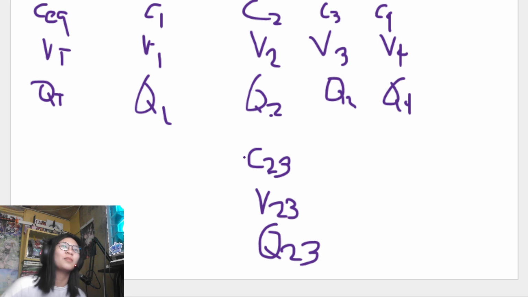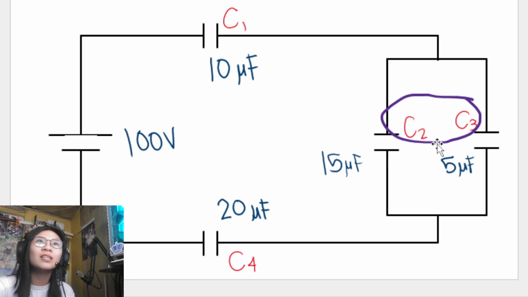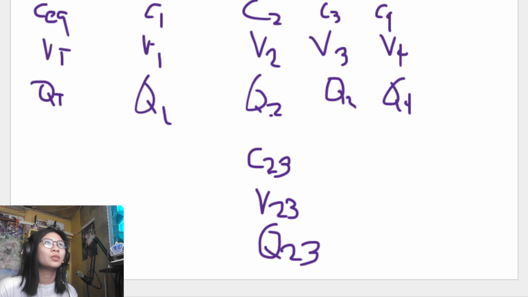Okay, the combination is actually very nice. First, let us look at what we can combine. Here we can combine C2 and C3, and they are in parallel. Remember that parallel capacitors can just be added directly. So 15 microfarad plus 5 microfarad is 20 microfarad. So we have C23, where C23 is 20 microfarad.